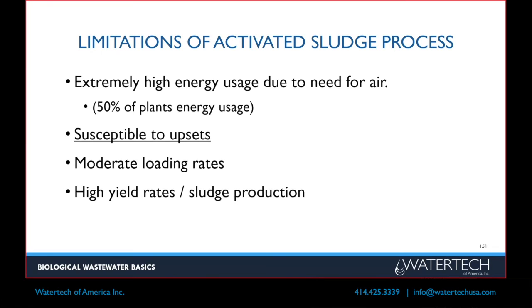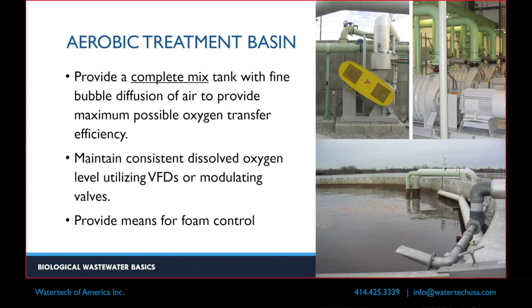Limitations: high energy usage. You need all that air. Blowing air into a 25-foot deep tank takes compression and a decent amount of volume, so it takes a lot of energy. It's susceptible to upsets. We'll talk about some of the parameters that can lead to that a little later on. Loading rate, how much COD you can treat per volume of tank, is moderate compared to something like an anaerobic digester. And the yield rate, how much sludge it produces for every pound of COD, is relatively high in an activated sludge process.